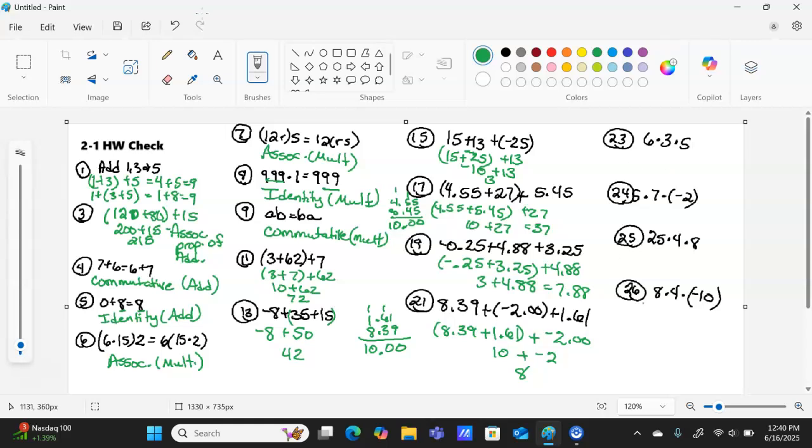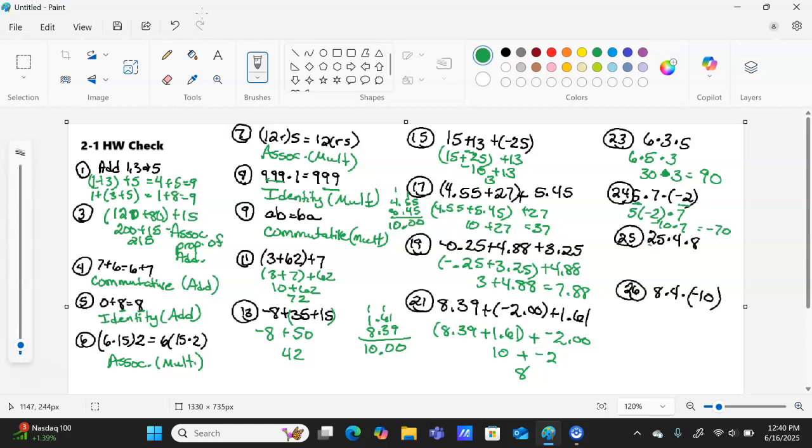And then on 23, 24, 25, and 26, it's asking you to do these in such a way that it will make it easier for you to do them mentally. So we're going to use the commutative property, which allows us to rearrange the order in which we do things. So 6 times 5 is 30, times 3 would be 90. Here, I'm going to do 5 times negative 2, then times the 7. So negative 10 times 7 is negative 70.